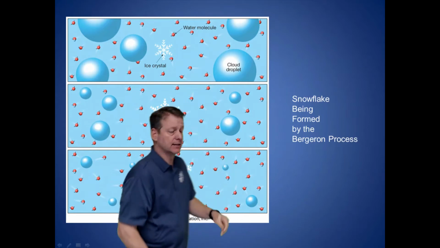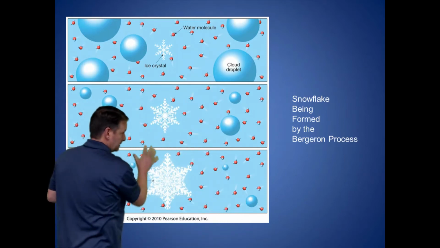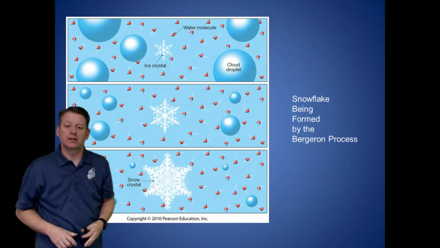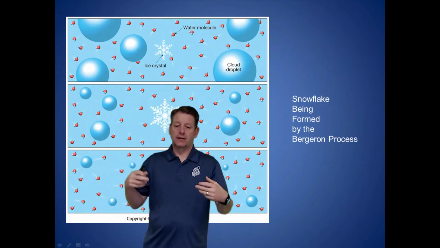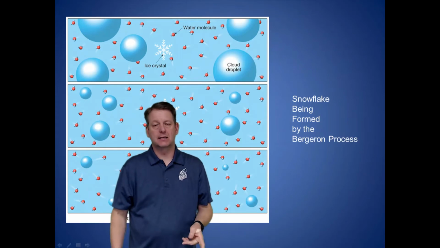As it does this, what's going to happen is that this snowflake right here ends up growing, and it gets larger and larger, and we see this bigger snowflake right through here. Okay, and that's where we get that snow crystal. This is how snowflakes form, and this is called the Bergeron process.